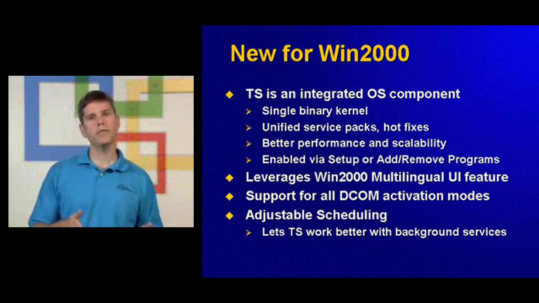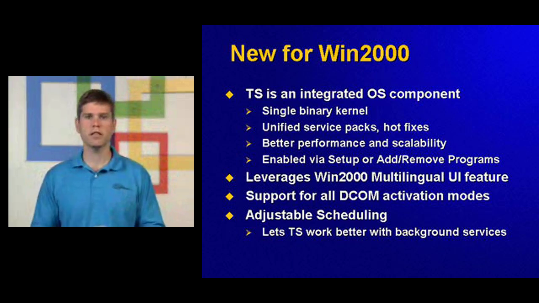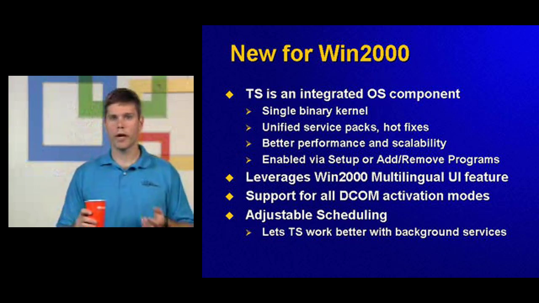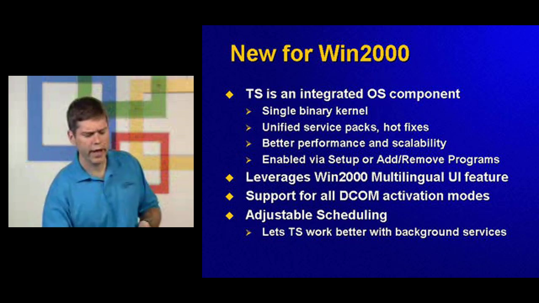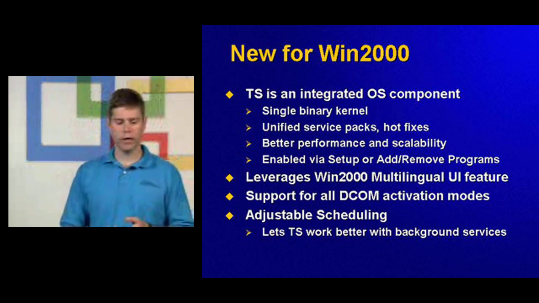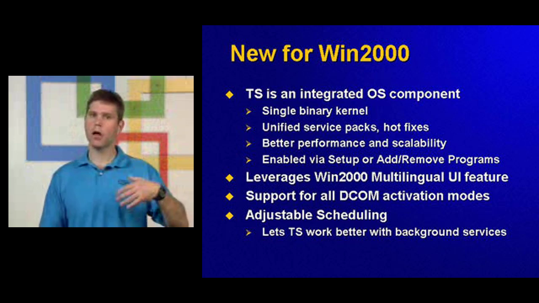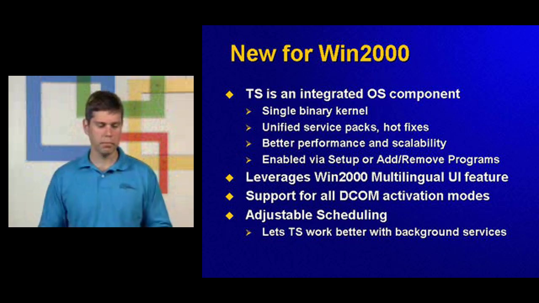In fact, as we now move into what we're doing for Windows 2000, you see that the first and probably biggest new feature that we're adding is integration into the kernel. We're now part of the core OS. This gives us a variety of big wins. Single binary kernel, unified service packs. You can use one service pack that upgrades any Windows 2000 requirements in the future, not a separate one for Windows 2000 and terminal server. It's all been combined now.